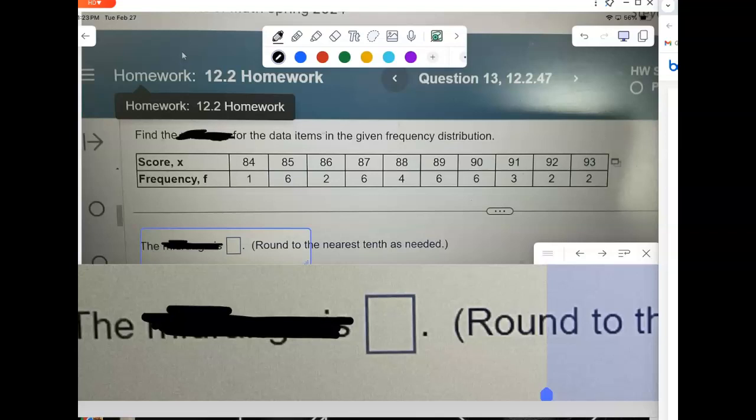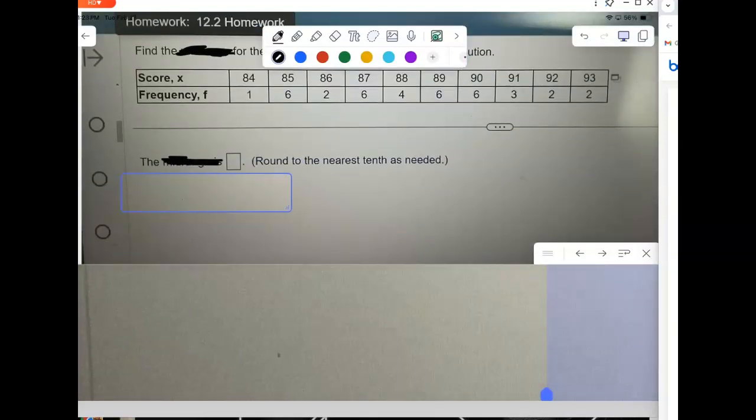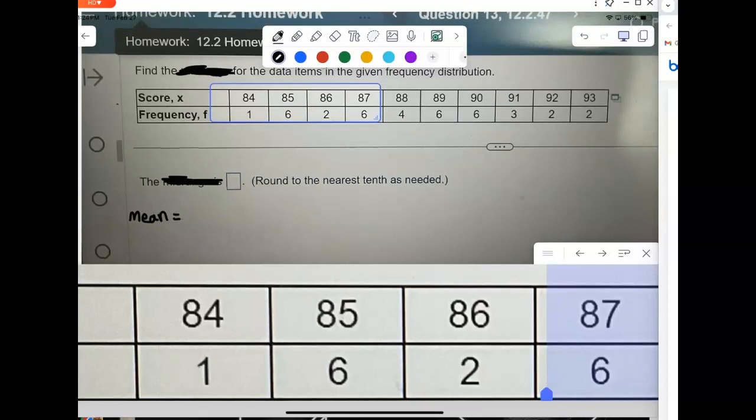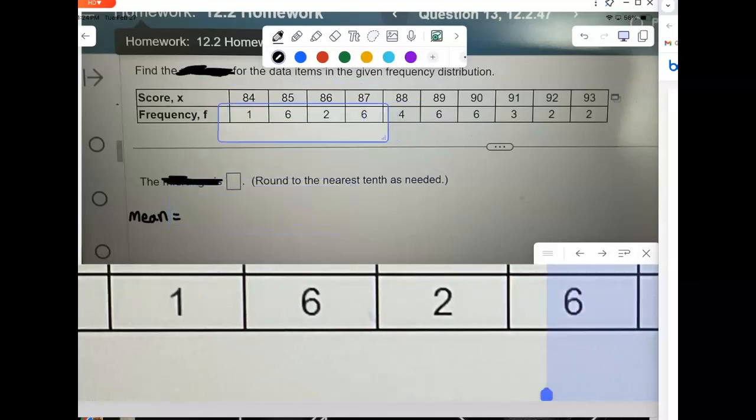I'm going to start with probably the most involved one, which remember is the mean. For the mean, we take each data value and multiply it times its frequency. Then we add all of those up and divide by our total.